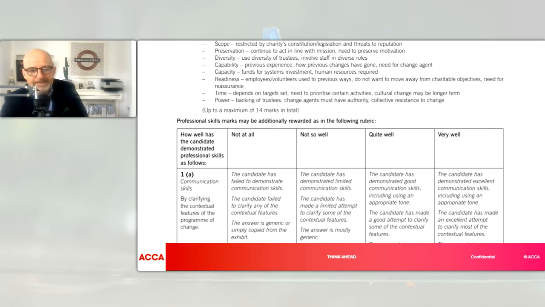So please, please, please have a look at the practice platform. It's been updated. It's now called iAssess, and it's highly recommended you go and play on there.